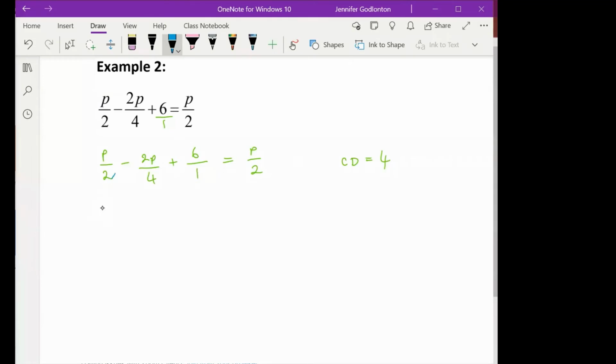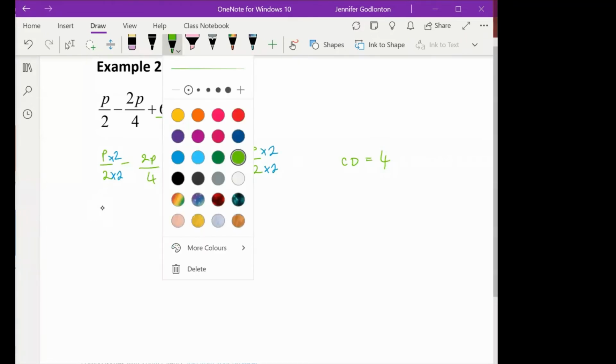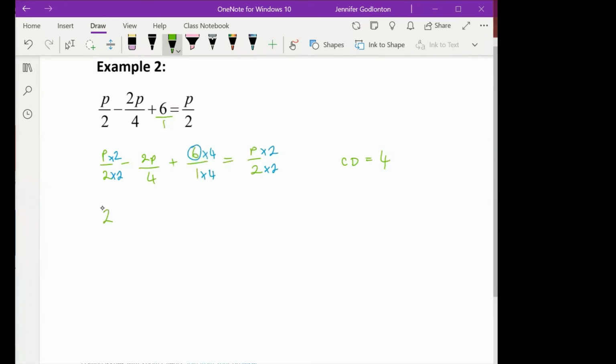So we need to multiply that by 2. We need to multiply that by 4. And that's why that 1 is so important, because otherwise the 6 just gets left out and we forget about it. And we need to multiply that by 2. Okay, so we land up with 2p over 4 minus 2p over 4 plus 24 over 4 is equal to 2p over 4. What am I allowed to do now?